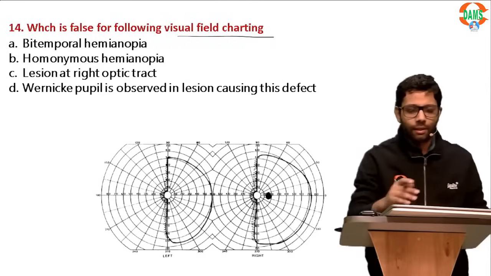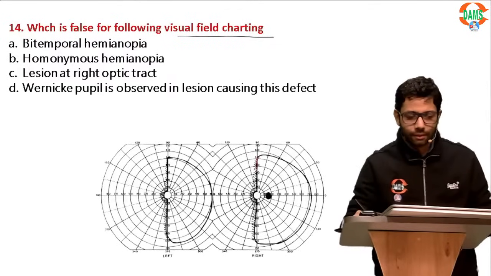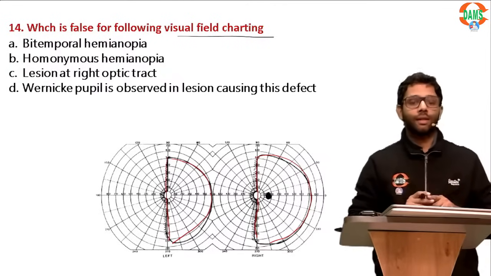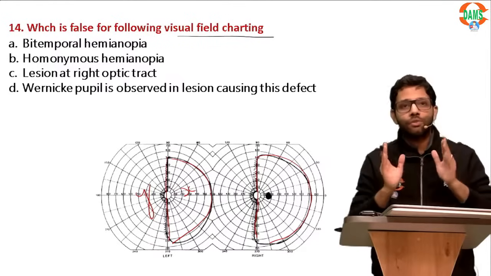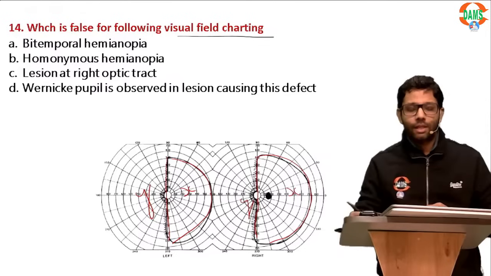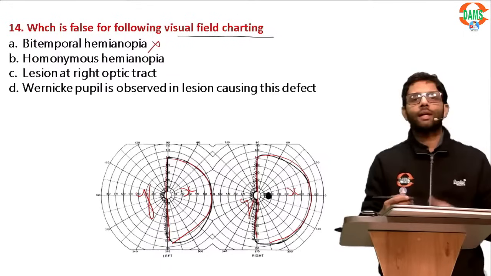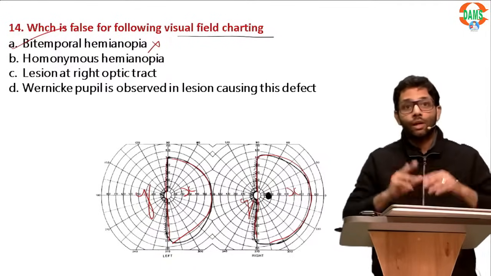And what is it showing? This is showing this. I will mark over here. See this. This is on the same side. This is the defect actually. Even if you don't know which is the defect and which is the normal area, you could have solved this question. Because this is on the same side, na? This X is on the same side. This is homonymous hemianopia. This is not bitemporal. That is the answer of this question. This is not bitemporal.